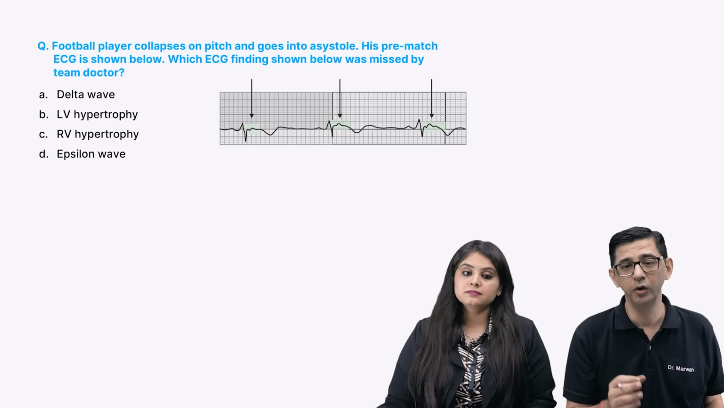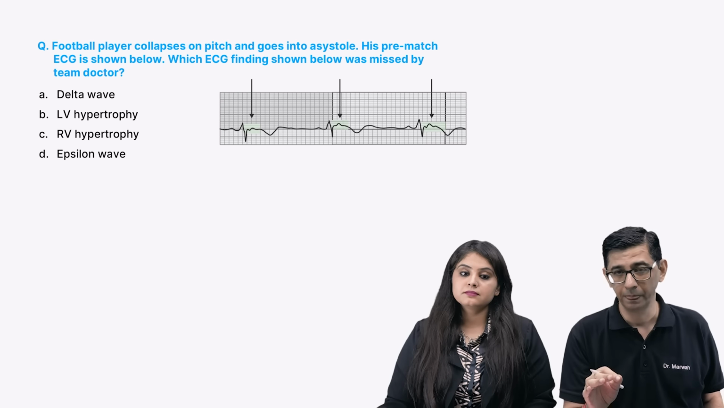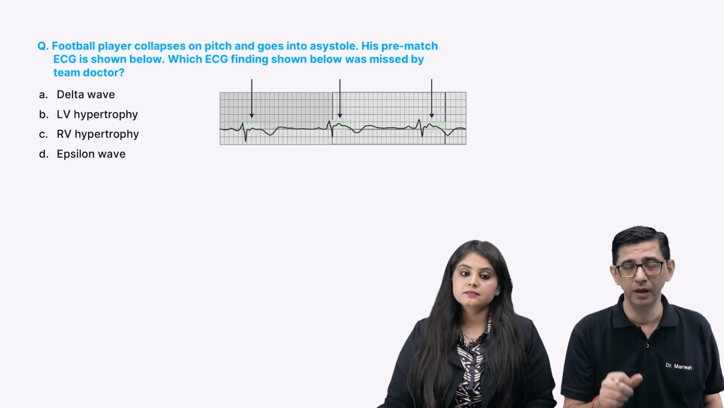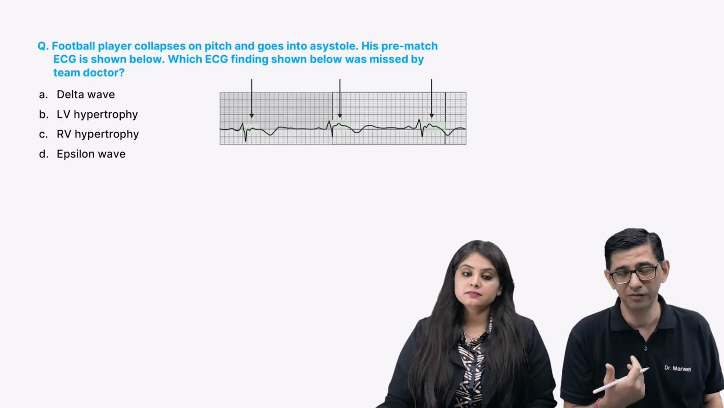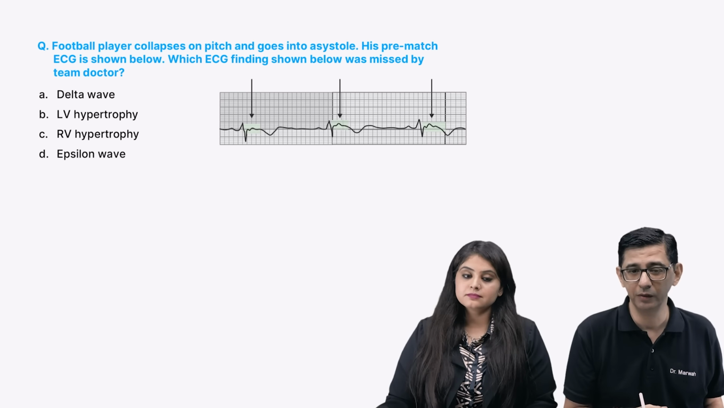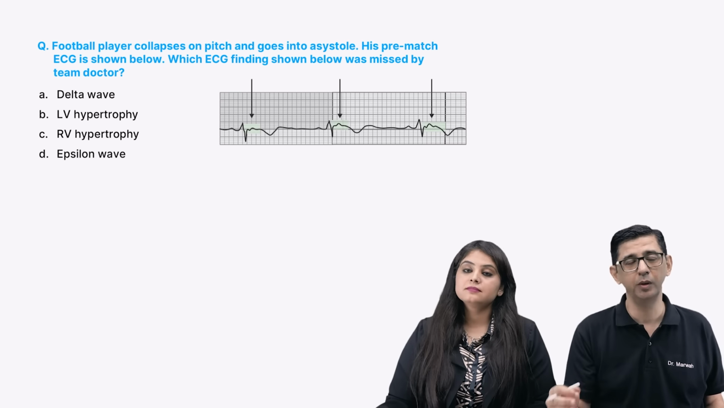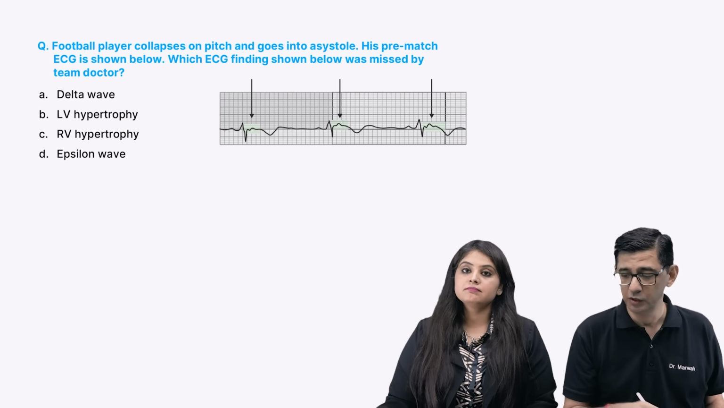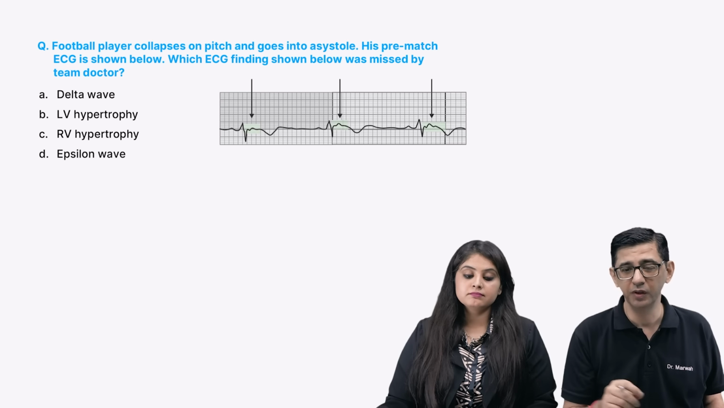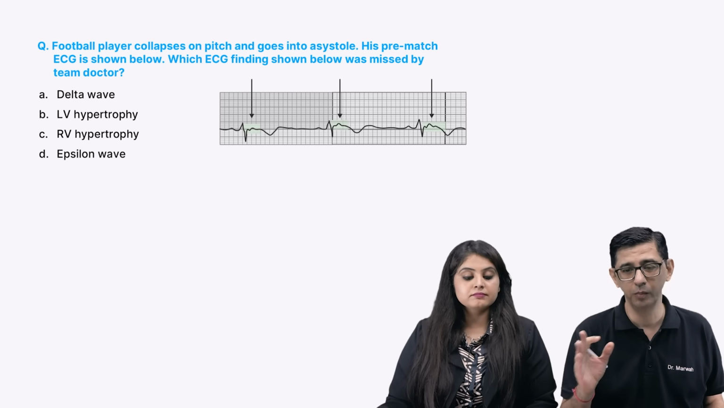And what I want to bring to your notice here is that the question says, and this is line to line from Harrison, that currently, considering the genetic testing facilities that are available, it's unlikely that a player would not be detected for hypertrophic cardiomyopathy. And that's the same thing that I would like to explain with respect to this particular question. A football player collapses on a pitch, goes into an asystole. His pre-match ECG is shown, and he says which ECG finding was missed by the team doctor, which tells us that there is a problem present here.